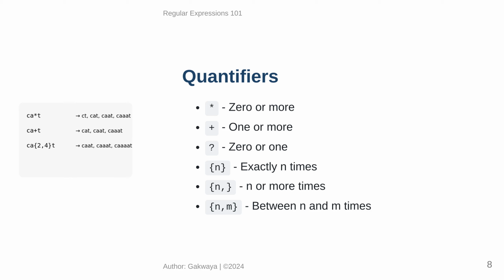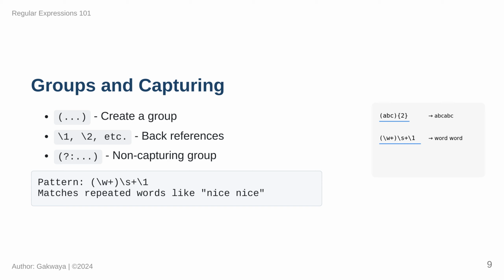Groups serve two main purposes in regex. First, they let us apply quantifiers to multiple characters at once. Everything inside the parentheses is treated as a single unit. Second, they create captures that we can reference later in the pattern or in our code. Back references are particularly powerful. They let us find repeated text patterns. The \1 notation refers back to whatever was matched by the first group. This is perfect for finding duplicated words or matching HTML tags. Non-capturing groups give us the grouping behavior without the memory overhead when we don't need to reference the group later.